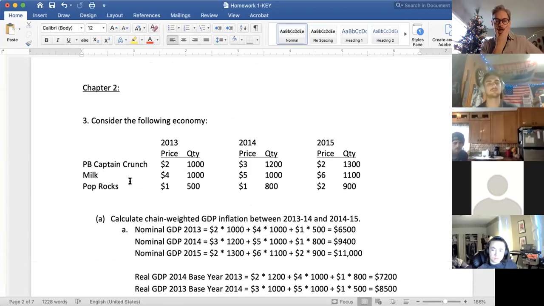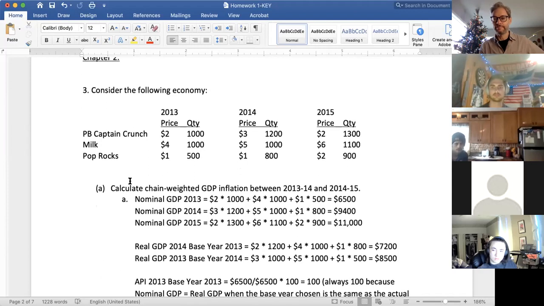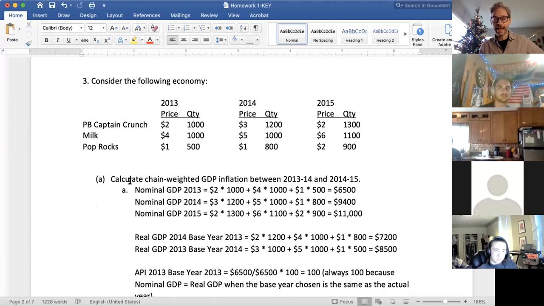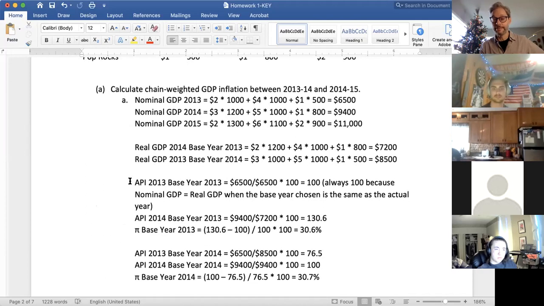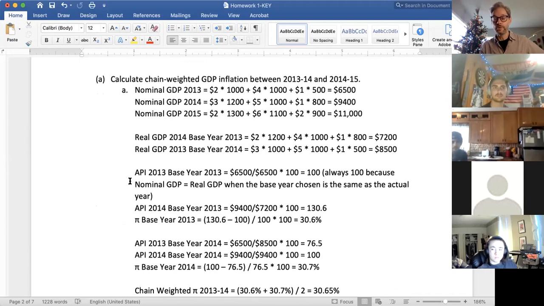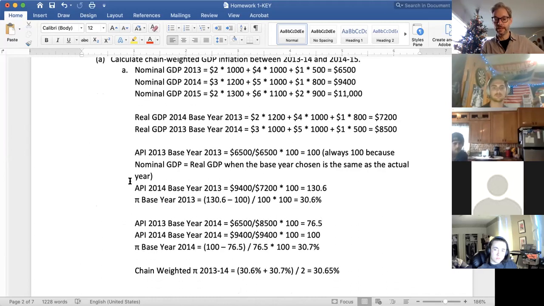Question number 3. So this is using the chain weighted GDP. I'm not going to work through all this because it's very tedious and time consuming to do as a group. If you missed this, I actually pasted this answer into my comments. What I would encourage you to do is to go back and work through this on your own and see where your work differed from my work, okay? I think for the most part, most of you were able to figure this out.